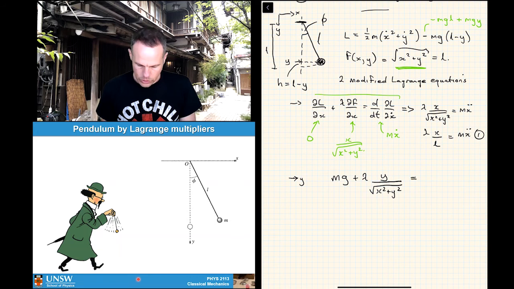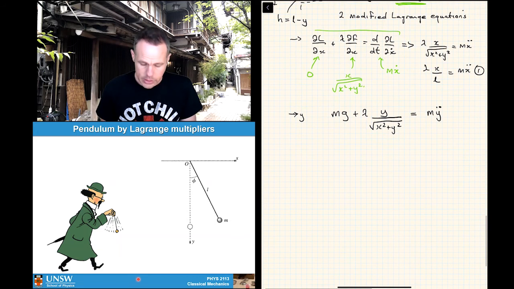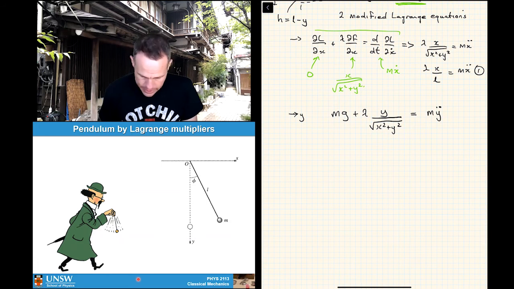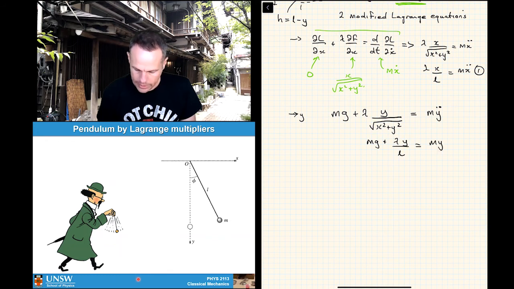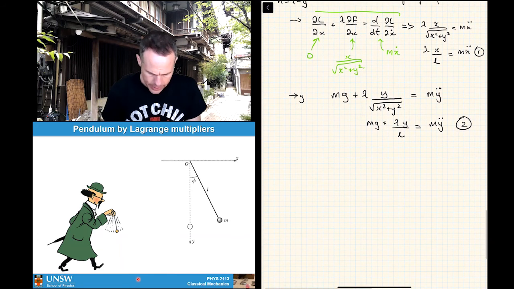This will be equal to my m y double dot. And I can pull the same little bit of geometry that I just had in here and go mg plus lambda y on L is equal to m y double dot, just here. Okay, so call that equation 2. And then I can deal with my constraint.